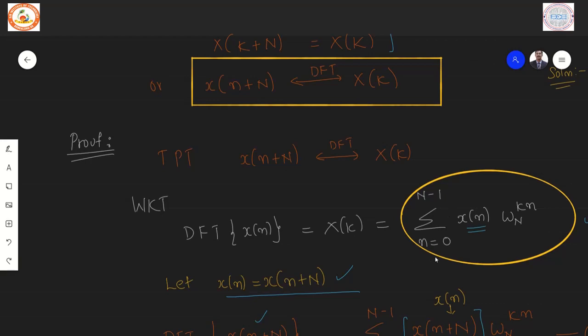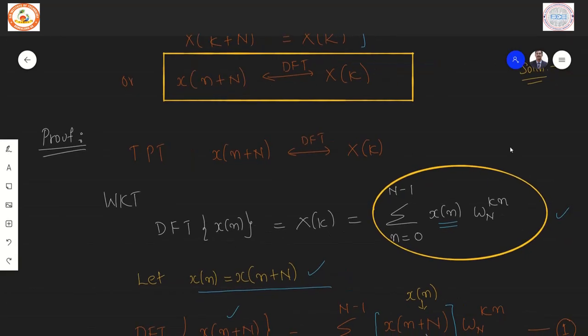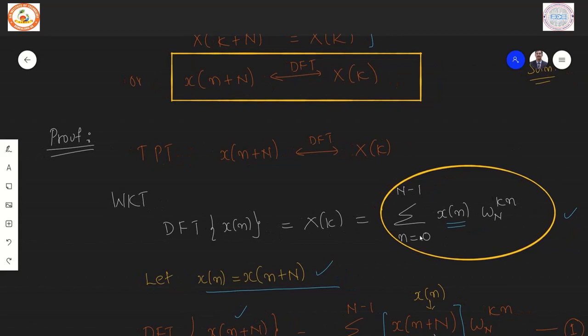It's given by the summation n between 0 to N minus 1 x of n W_N to the power of kn, where the value of k is going to range from 0 to N minus 1. Now in this definition, let us make the input x of n equal to x of n plus capital N. In other words, I am interested in finding the DFT of x of n plus capital N. So I am changing x of n to x of n plus capital N.